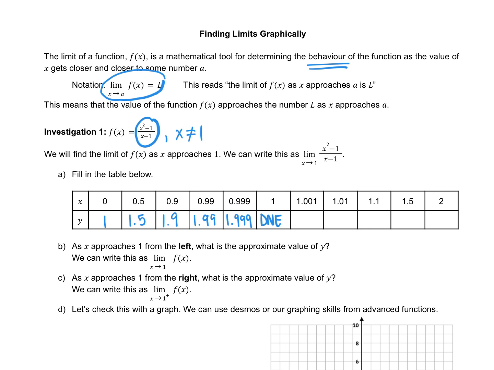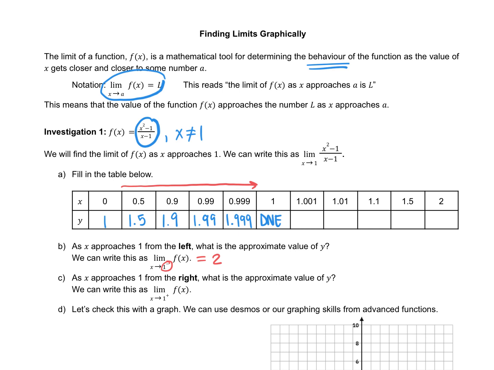So as I look from the left side, as I get closer and closer to 1 from the left, the limit as x approaches 1 of f at x is equal to 2. My y value gets closer to 2. And you'll notice in the notation it says as x approaches 1 with a little negative above. That means as x approaches 1 from the left.